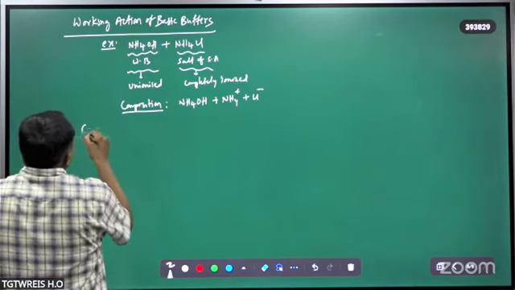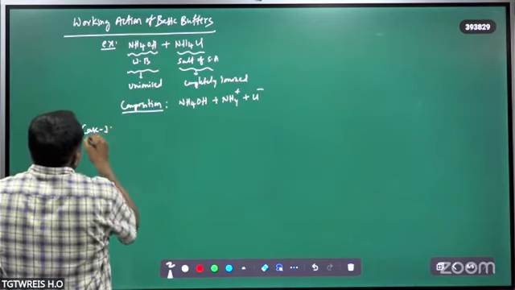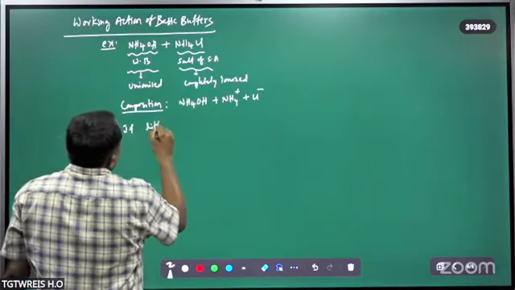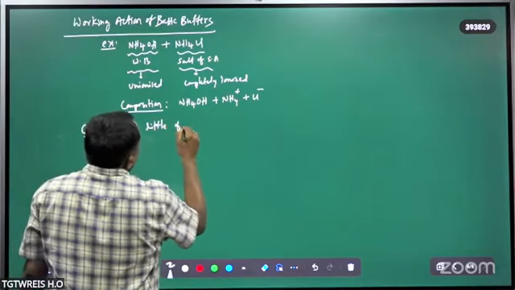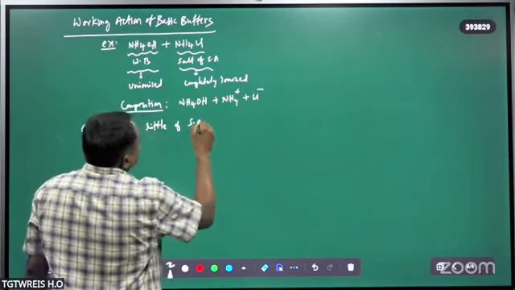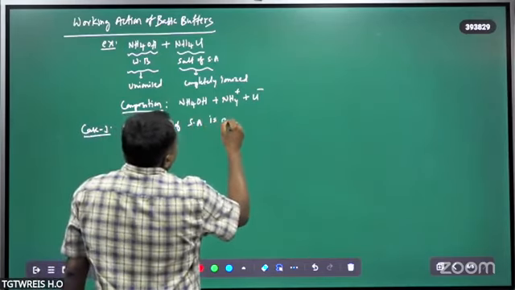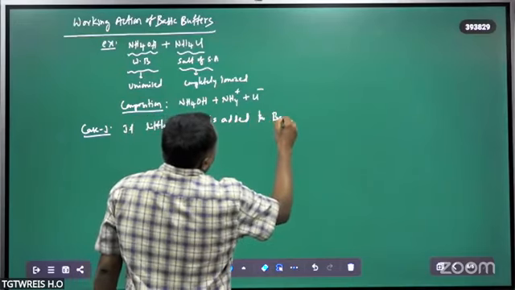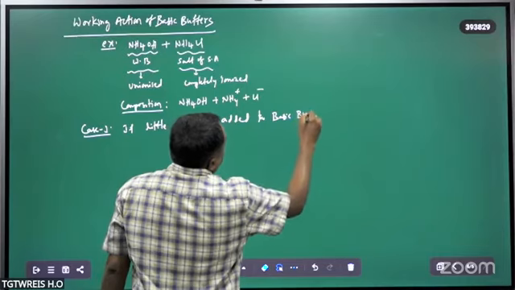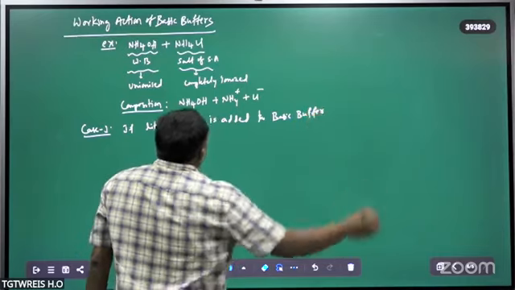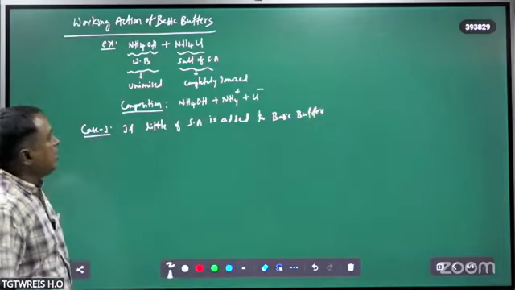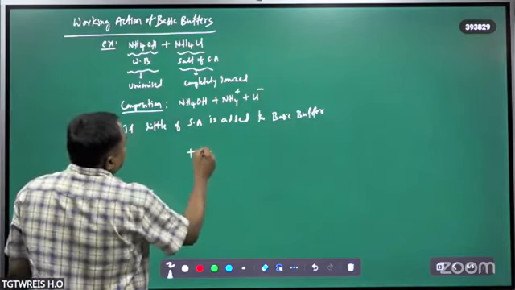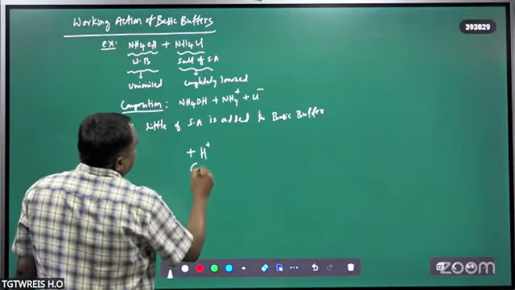So here, if a little amount of strong acid is added to the basic buffer, what will happen? Suppose the strong acid is H plus. This is the added strong acid.